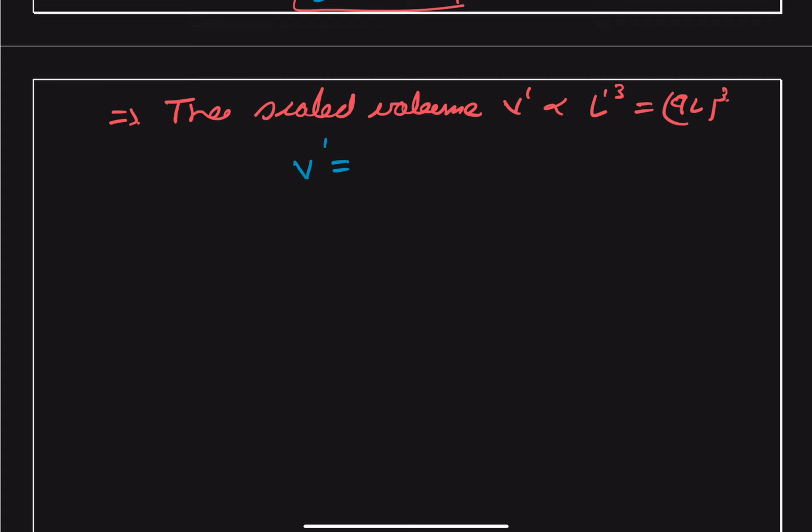Therefore, we can say the scaled volume, represented as V prime, will be directly proportional to L prime cube, and L prime we already know is equal to 9 times L. So we can write this as 9 times L, whole cube. So V prime will be equal to 729 L cube, and L cube is our original volume. So the scaled volume V prime is equal to 729 multiplied by the original volume V.